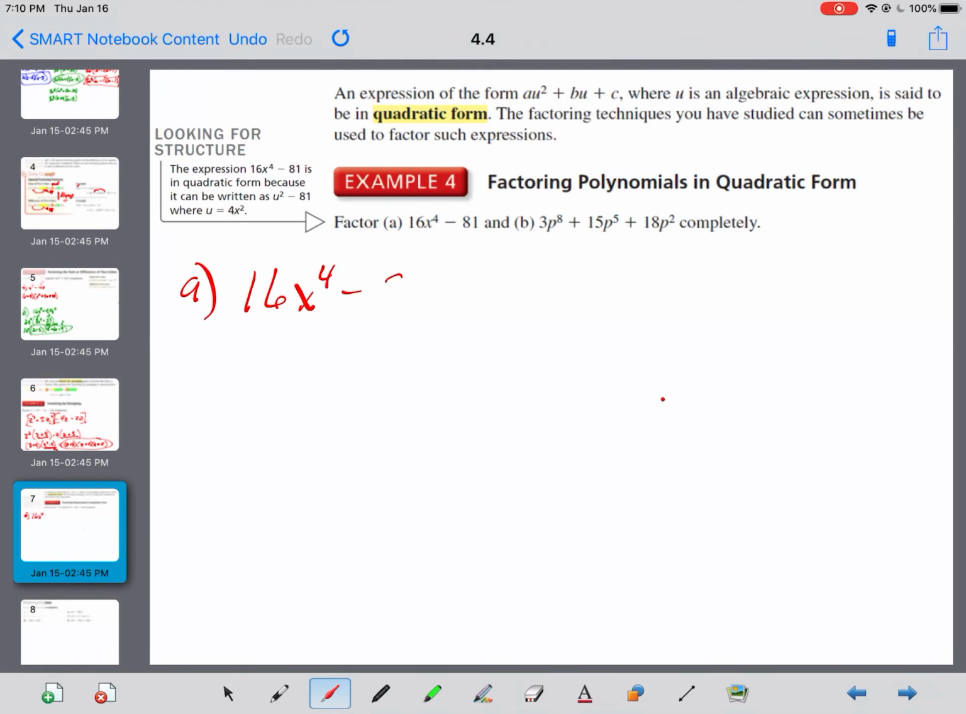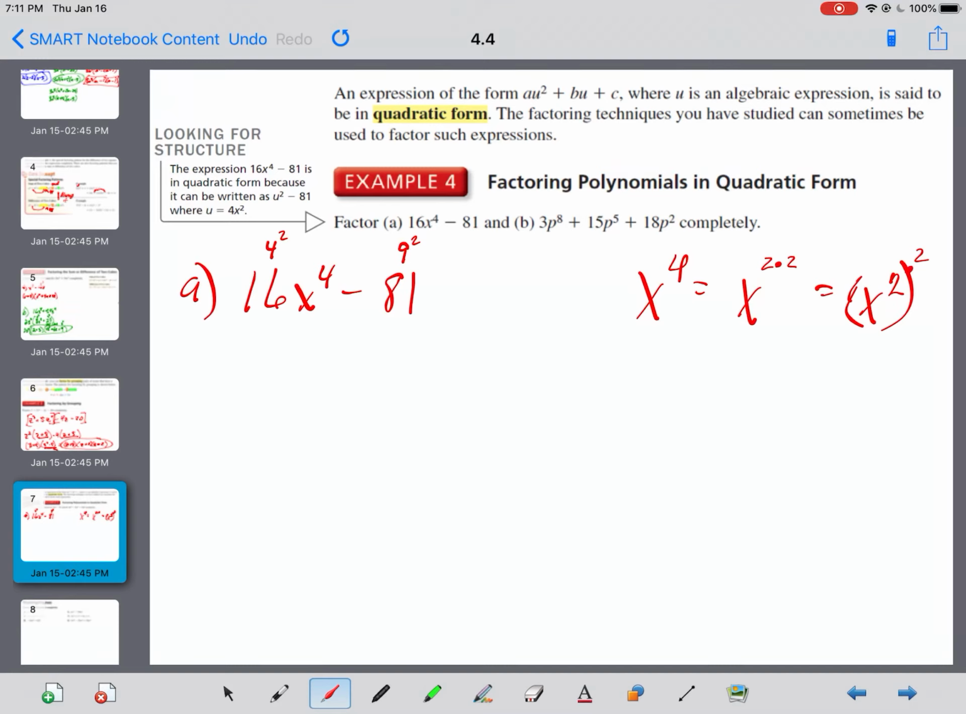We've got 16x to the fourth minus 81. Right now I notice it's two pieces and it's got a minus in the middle. I know that 81 is 9 squared. I know that 16 is 4 squared, but x is to the fourth. Okay. But what I can do is I can consider x, right? Because what makes 4? Well, 2 times 2. So if I consider that x to the fourth is x to the 2 times 2, I can use the property of exponents that says if I'm multiplying the exponents, it was a power to a power.